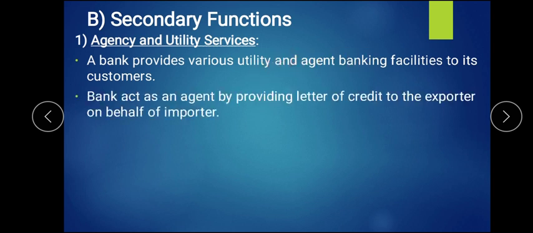Now let us see. First, the bank acts as an agent. It becomes an agent, how? By providing a letter of credit to the exporter on behalf of the importer. So the importer wants to import goods. If he does not have the money, or he is able to pay the money but he requires someone to give a guarantee.